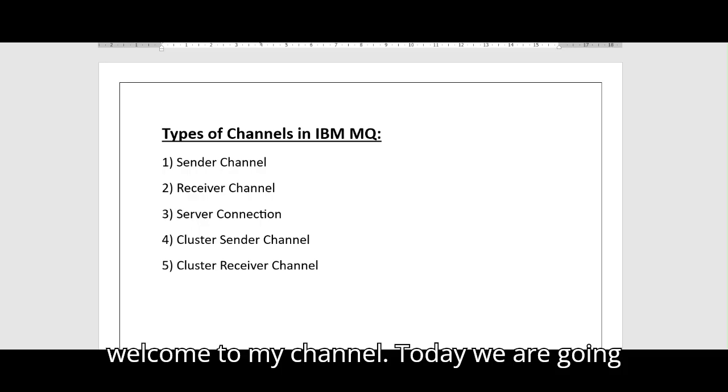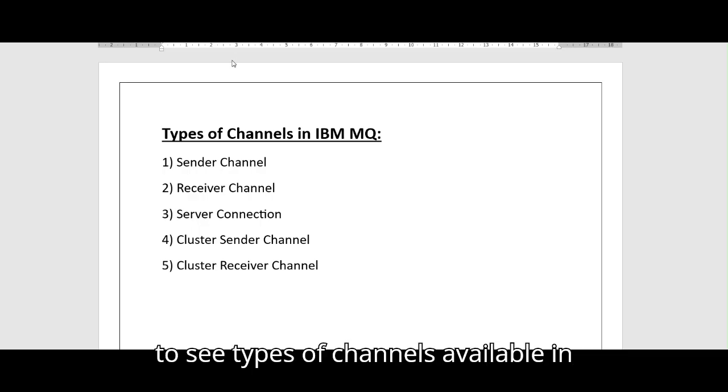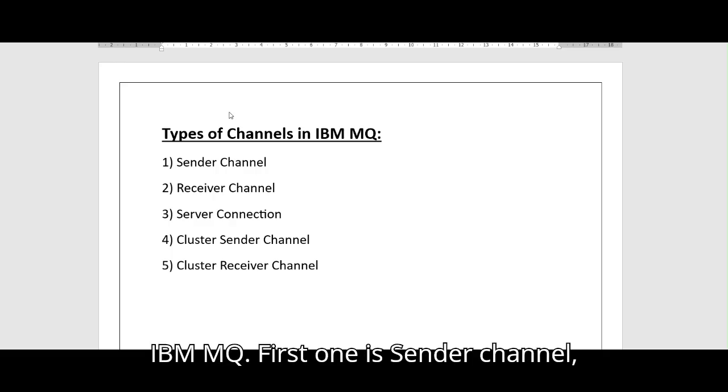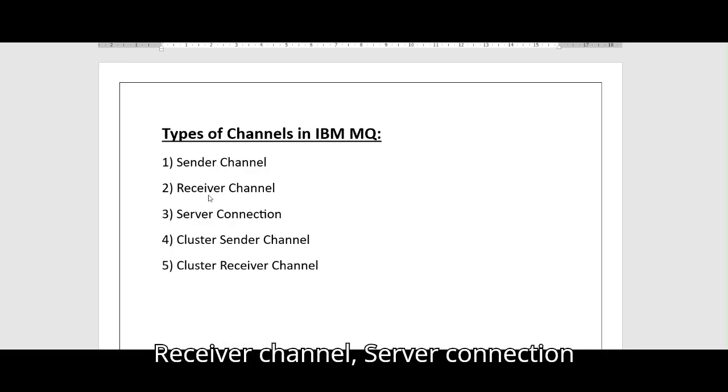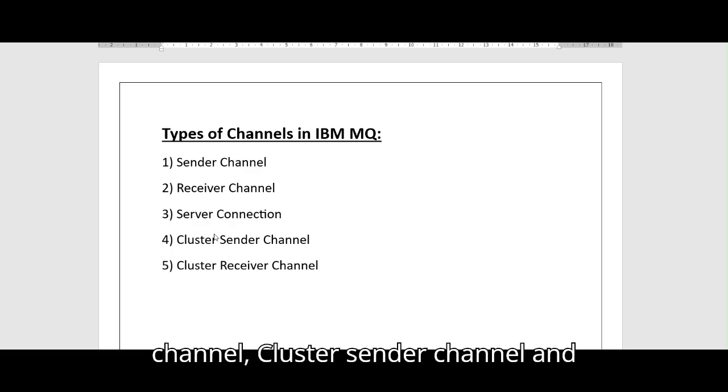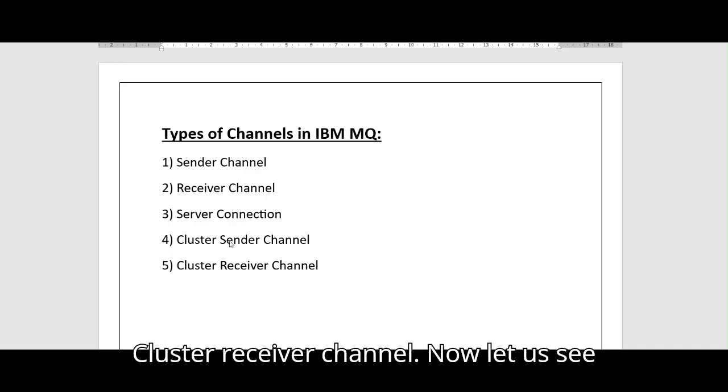Welcome to my channel. Today we are going to see the types of channels available in IBM MQ. First one is sender channel, receiver channel, server connection channel, cluster sender channel, and cluster receiver channel.